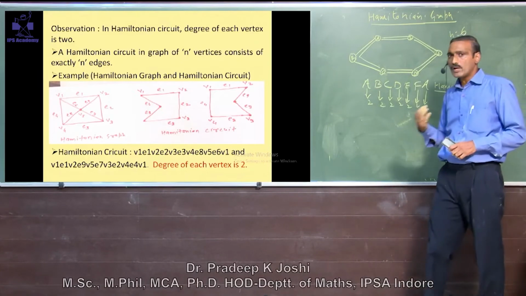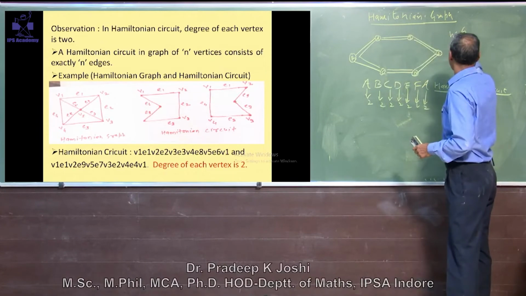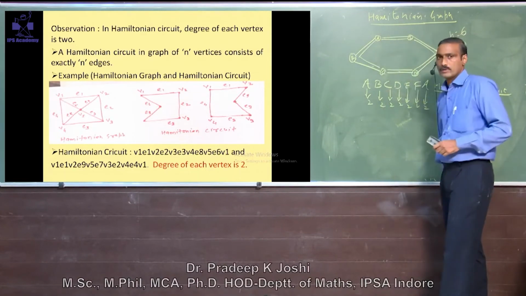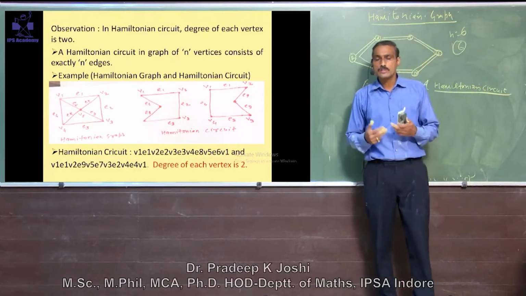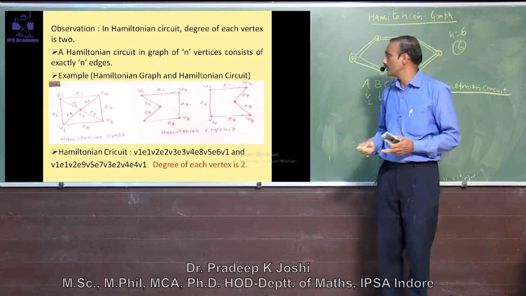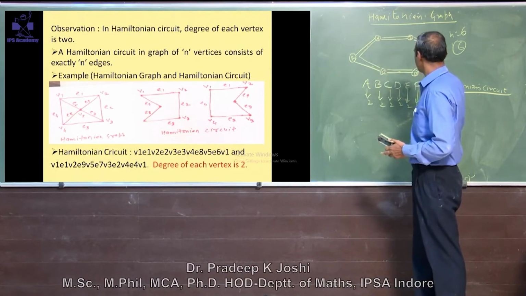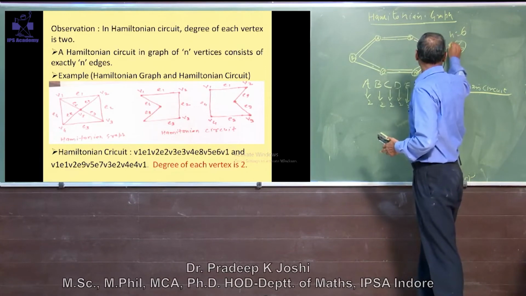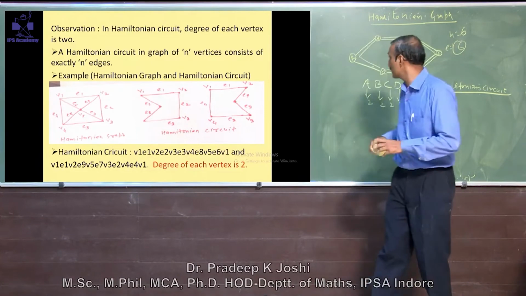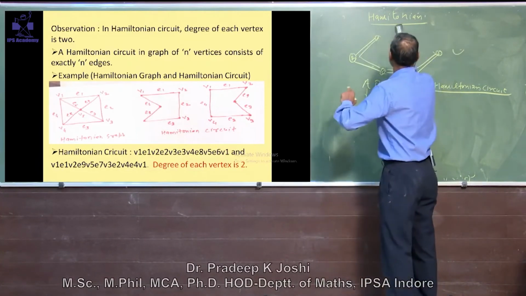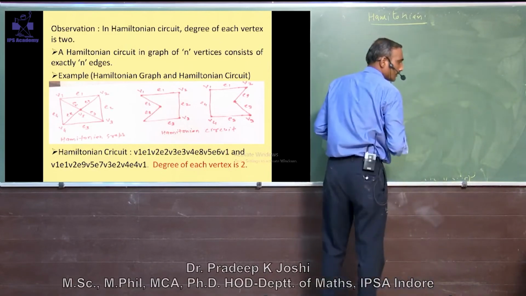The number of edges in this Hamiltonian circuit is also 6: 1, 2, 3, 4, 5, 6. So the concept is that a Hamiltonian circuit in a graph of n vertices consists of exactly n edges. Here there are 6 vertices and the number of edges in the Hamiltonian circuit is 6, so n equals 6 and e equals 6. We have some more examples of how we find the Hamiltonian graph and Hamiltonian circuit of a graph.